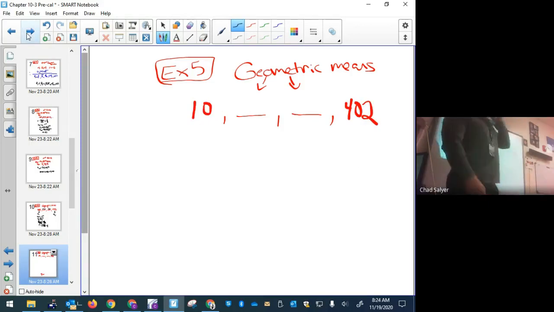Here's one for you. Tell me what the two geometric means are between 10 and 402.